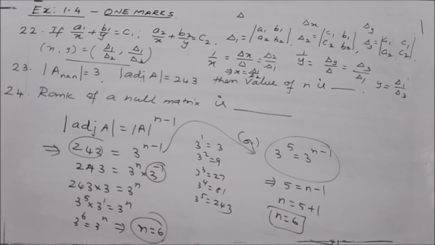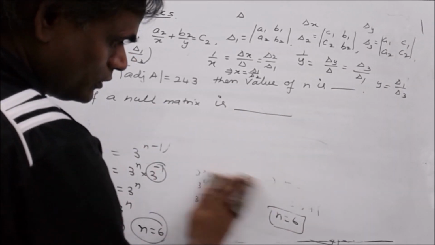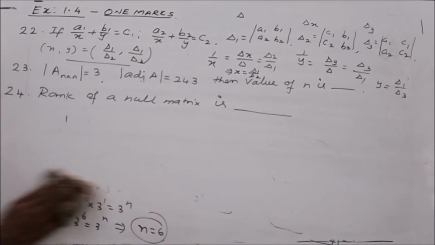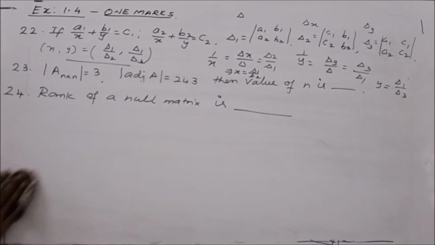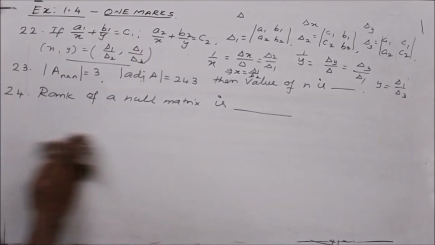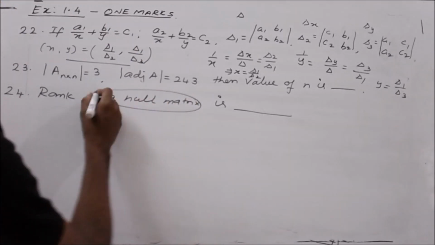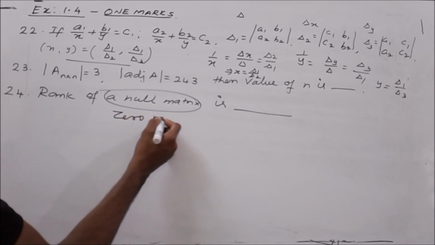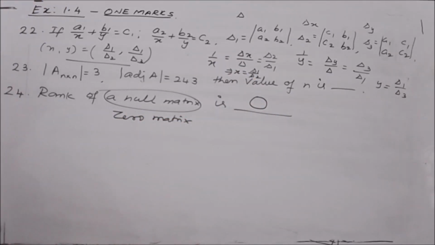And the last one, the 24th question: the rank of a null matrix. That is very easy. Immediately you can answer. Repeatedly I told you that the only matrix which has rank 0 is the zero matrix. The null matrix is known as the zero matrix. So the rank of a null matrix is 0 because it may be of any order. The zero matrix only has rank 0.